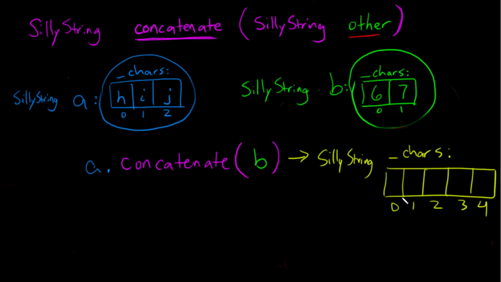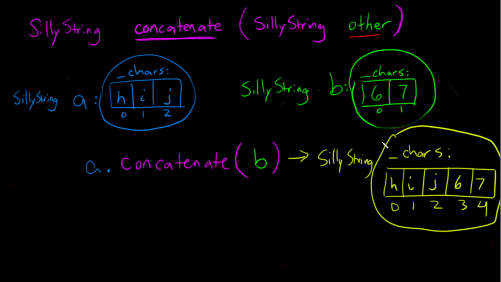And then what we need to do is figure out how do we write a loop or 2 loops, or how do we programmatically copy all of the characters from the first array. So we're going to assign to the resulting silly string the characters h, i, j, which will correspond to the characters in the original silly string, and the characters 6, 7, which will correspond to the characters in the other array. Right? And so the result of calling this method should be a new object whose characters array is populated with all the characters in the original string's array and the characters from the second string's array.